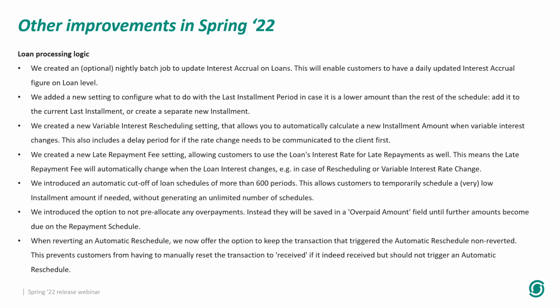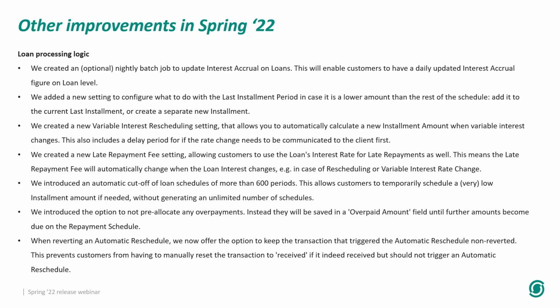Next, we introduced an automatic cutoff of loan schedules of more than 600 periods. We had to do this because in some cases, if you would schedule a very low installment amount, for instance an installment amount that's less than the periodic interest, an unlimited amount of repayment schedules would be generated, resulting in a system error. Right now, it just cuts off the schedule and allows you to temporarily set a very low installment amount, and if you want afterwards you can again raise the installment amount to the usual or to something else.